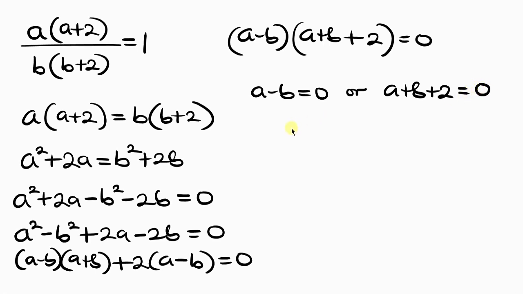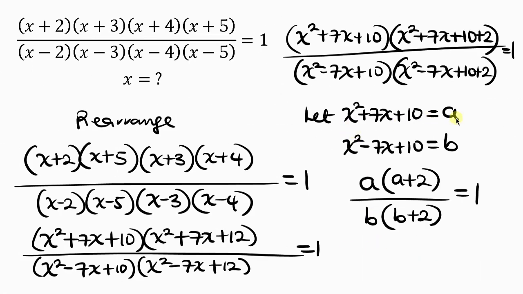Now let's solve this case by case. So for case 1, what we're going to do is to move negative b to the right hand side. When I do that, I'll have a to be equal to, as negative b crosses to the right, it becomes b. So a is equal to b. Recall what a and b is. Let's go up and look them up. So recall that a is actually x squared plus 7x plus 10, and b is x squared minus 7x plus 10. So let's substitute them on our next slide.